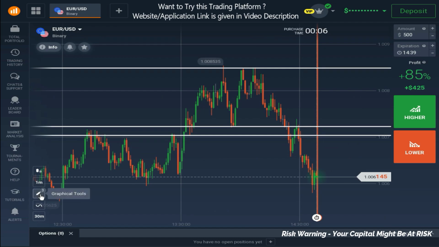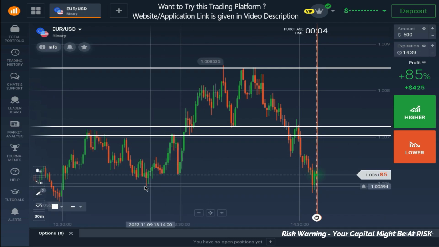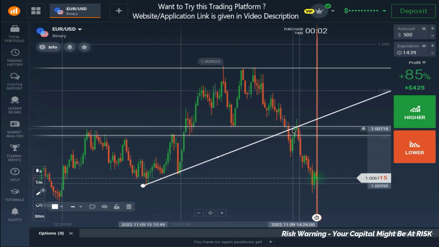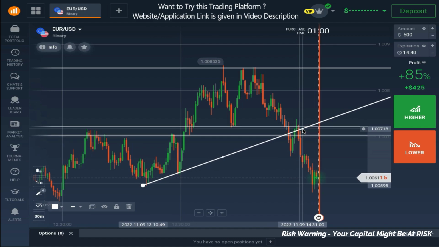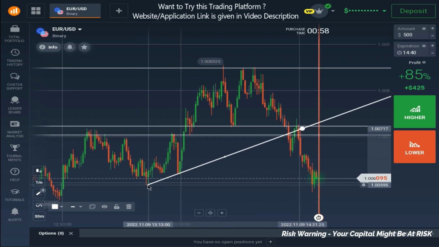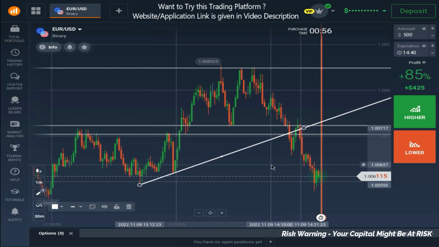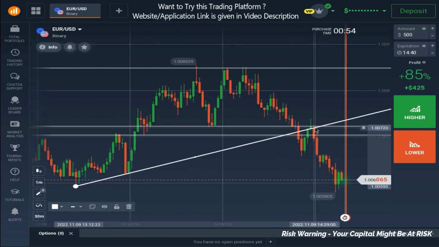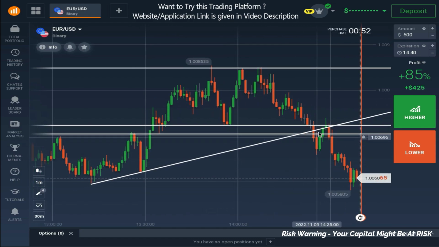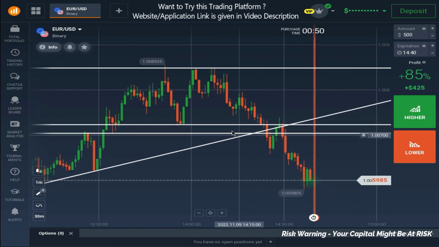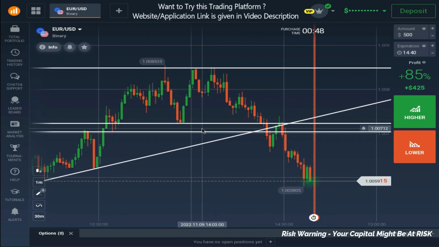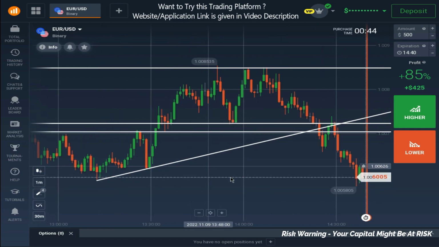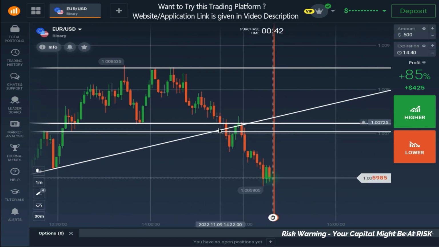And there was also a breakout from the, one second, okay, from the trend line. This was the breakout. So we got a horizontal level breakout, or you can say the swing low breakout, and we also got a trend line breakout, and the candle was very strong.